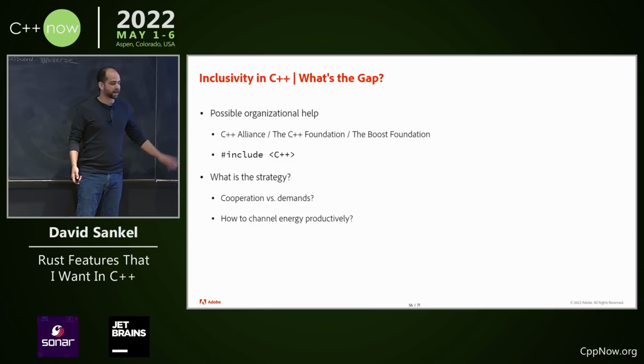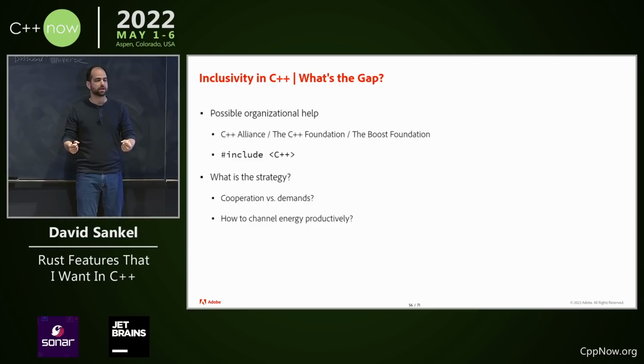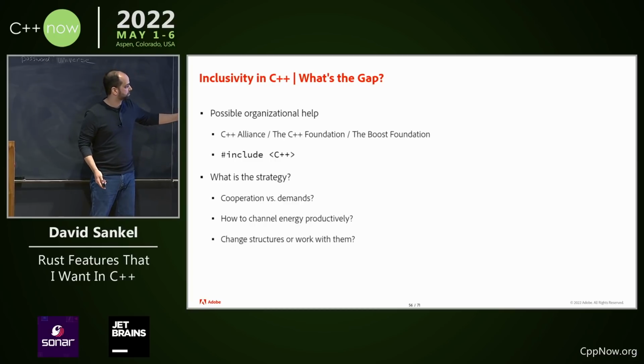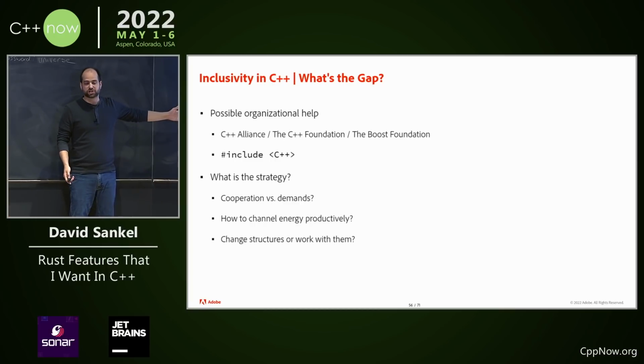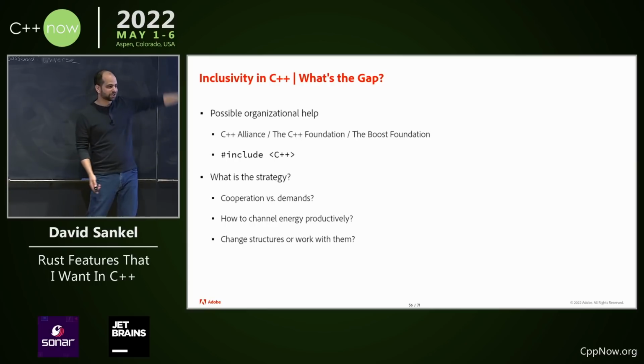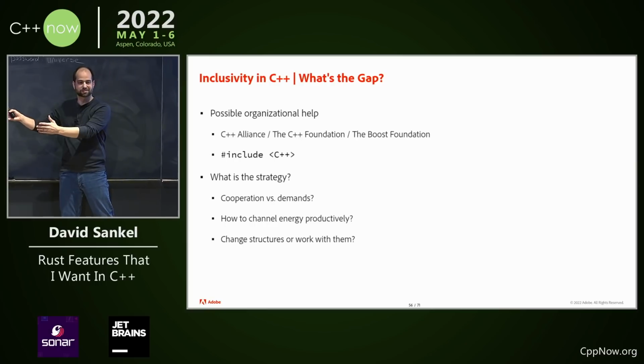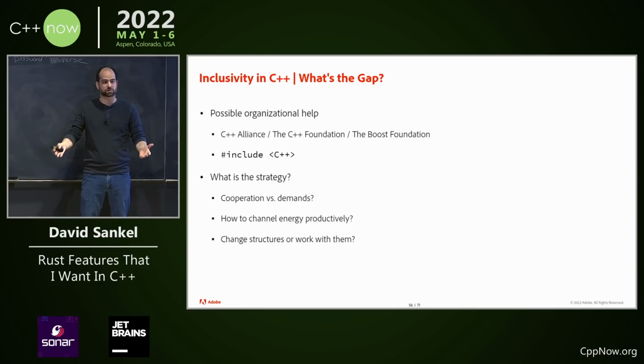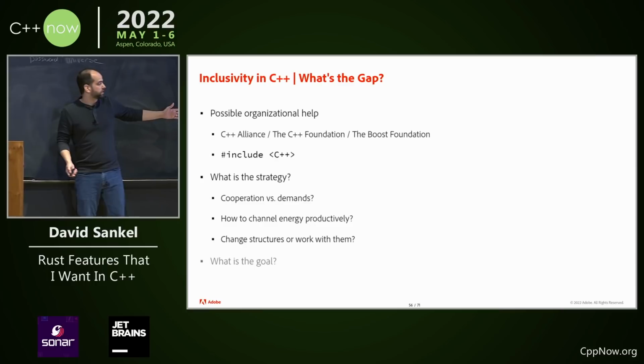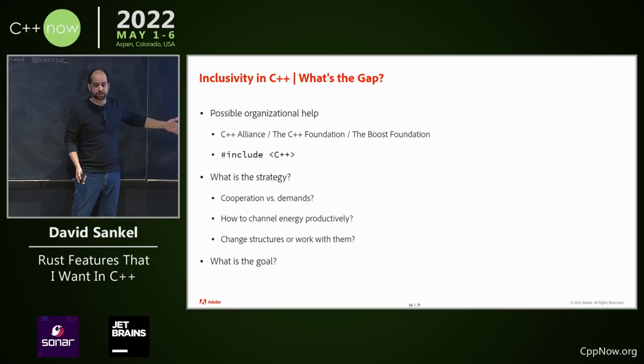How do we channel energy productively? You know, someone gets really upset about a particular thing. How do we channel that into a productive channel as opposed to a destructive channel? We've got to think about this. We've got to decide: do we want to change existing structures, like throw out ISO C++ and replace it with something else? Or do we want to work with existing structures to try to improve them? We've got to decide what we want to do with our strategy here.